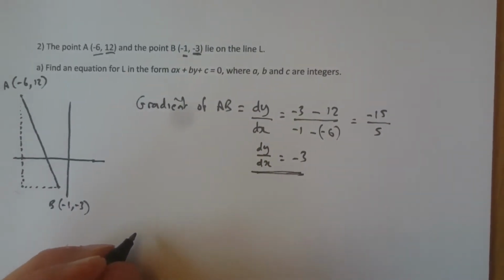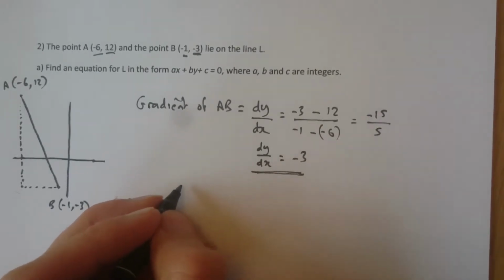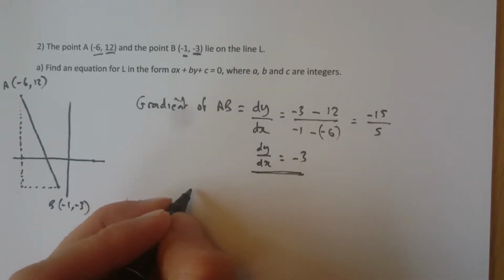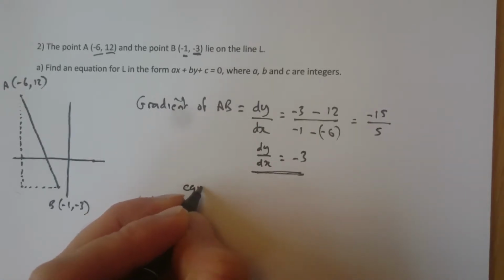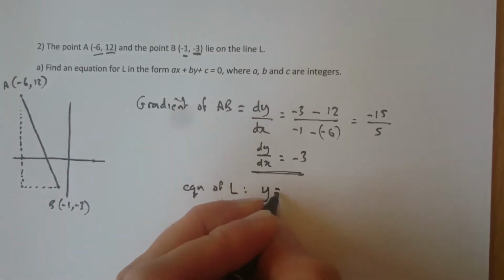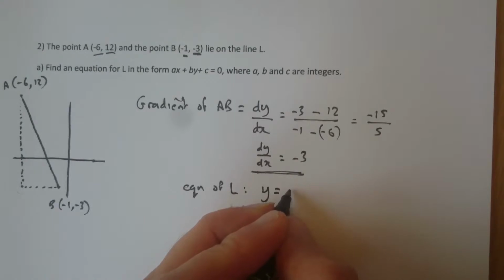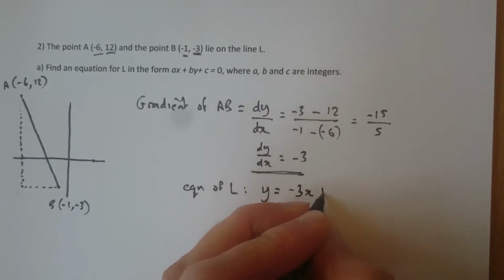So from there, it's the equation of the line. So it's back to y equals mx plus c. And the line is called L, which makes the writing slightly shorter. We can say the equation of L is y equals mx plus c, but we know the gradient is minus 3, so the equation of the line is y equals minus 3x plus c.